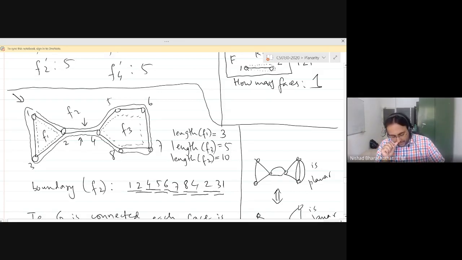Okay, so we got 3, 5, and 10. I want to ask you, if I take the sum of these lengths, what is another way to think about this sum? Can anybody tell me? Can you relate this to something else in the graph? What is this number 18? Can you relate twice 18 to the number of edges? Twice the number of edges, exactly.